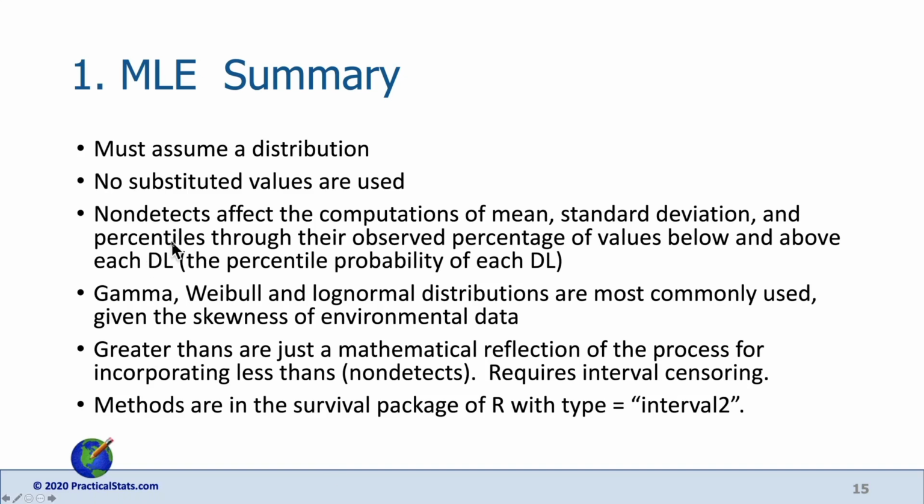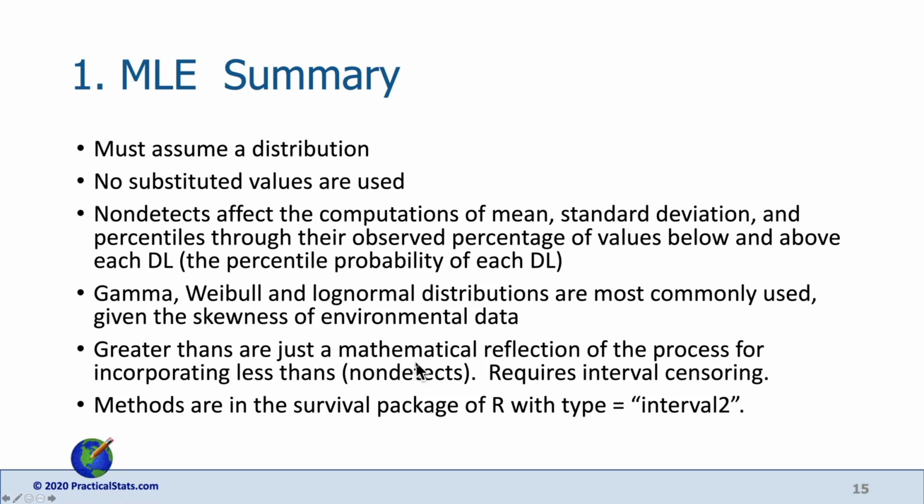Okay. So the non-detects affect the computations of a mean, a standard deviation, and percentiles through their observed percentage of values below and for greater thans above each threshold. Typically, gamma, Weibull, and lognormal, which are all skewed distributions that do not go below 0, are used in the software, with the Weibull being the most commonly used one because that's what they use primarily in survival analysis and medical statistics. And so they should be the models that we choose as well.